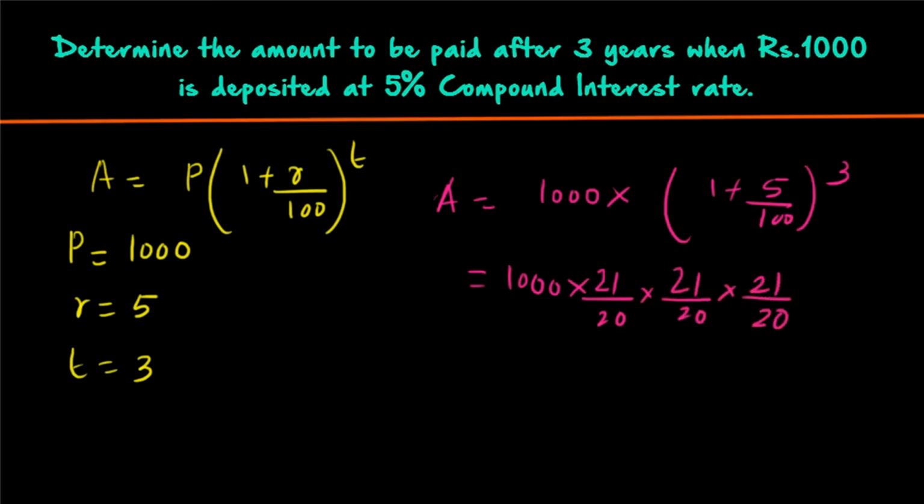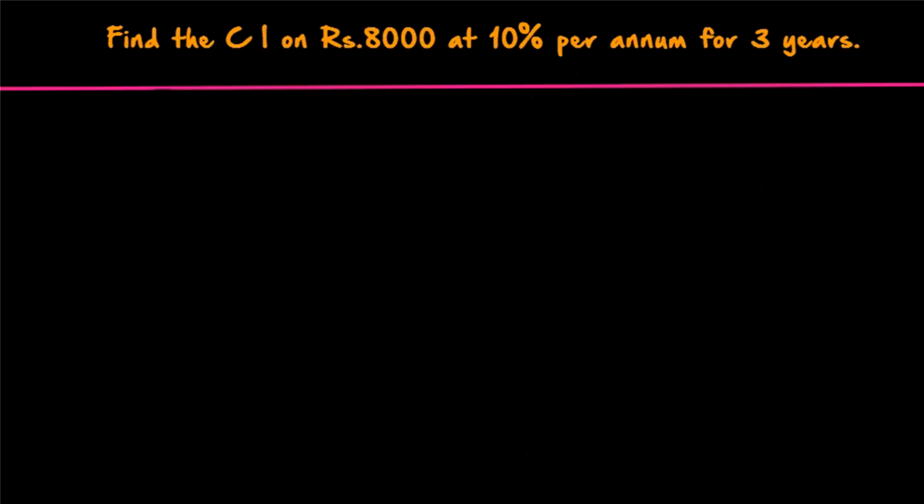So what we will be getting? These all the 3 zeros will be getting cancelled. So it will be 21 the whole cube divided by 8. So our final answer will be equal to rupees 1157.625. Now third question, find the compound interest on rupees 8000 at 10% per annum for 3 years.